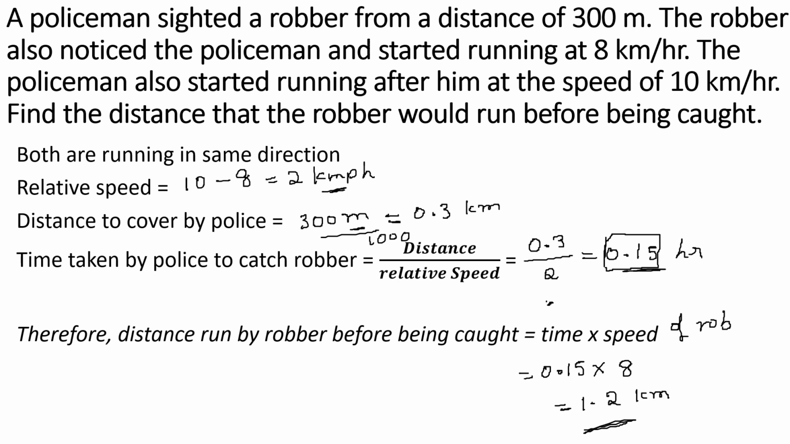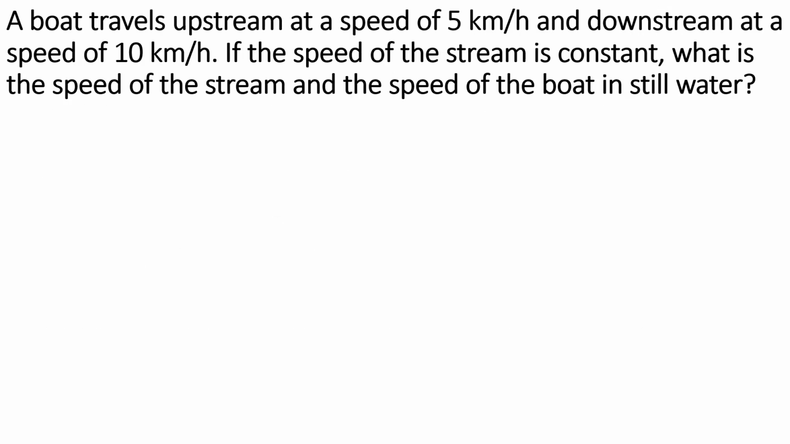Next problem. A boat travels upstream at a speed of 5 km per hour and downstream at a speed of 10 km per hour. If the speed of the stream is constant, what is the speed of the stream and what is the speed of the boat in still water? So here it's a boat and stream problem. What is given? Upstream is 5 km per hour and downstream is 10 km per hour.